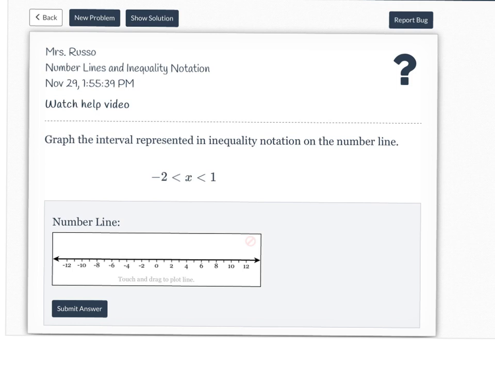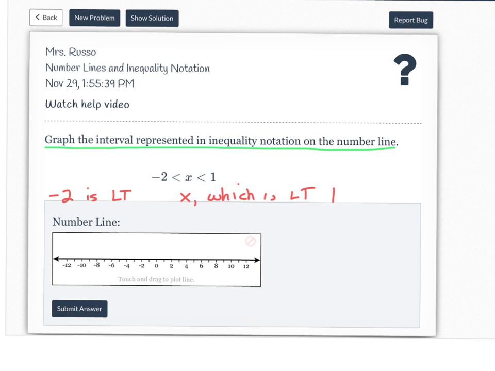We read that left to right: -2 is less than or equal to x, which is less than 1. Sorry, that was not a less than or equal to, that was just a less than in the middle here. -2 is less than x, which is less than 1. We read that left to right, and I want you to notice a few things here. We kind of are reading from the inside out here.